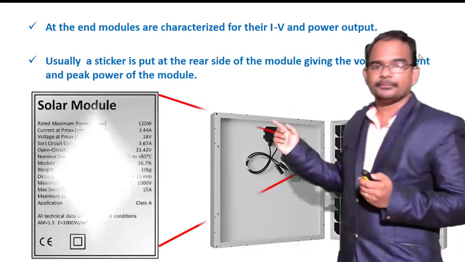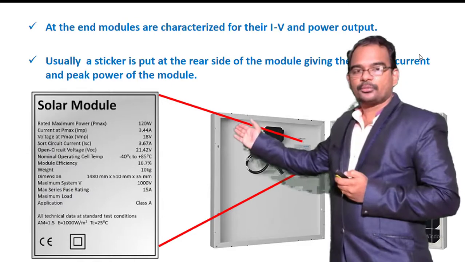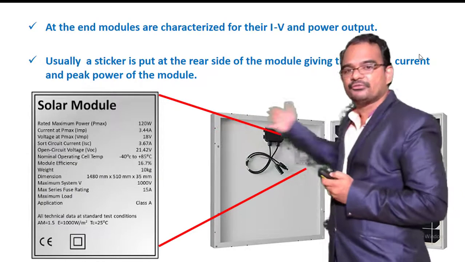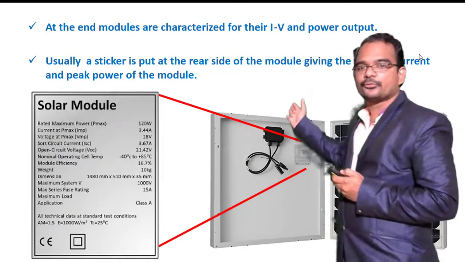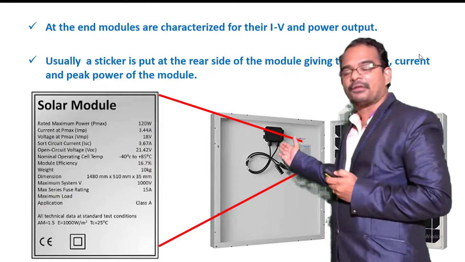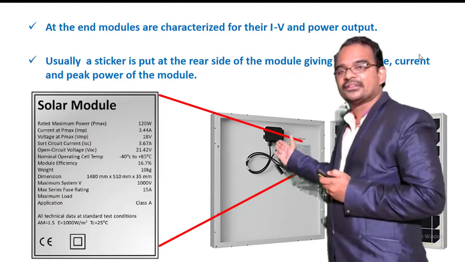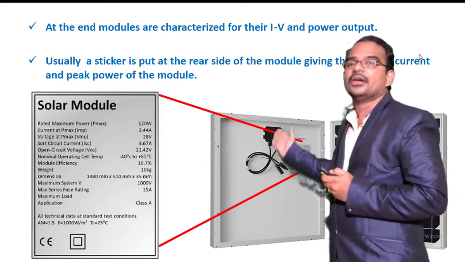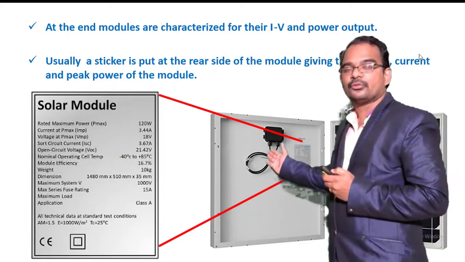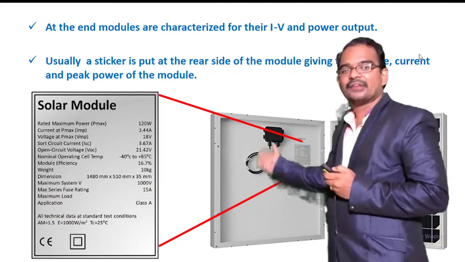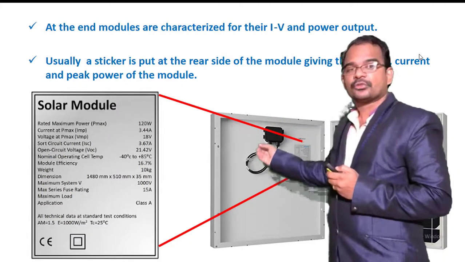As you can see here, on the rear end of a solar module you have an attachment, or a sticker, and the sticker will give information like what is the open circuit voltage of a solar module, what is the short circuit current, what is the peak power, what is the voltage at the peak power, what is the current at the peak power, what is the temperature coefficient of ISC, what is the temperature coefficient of VOC, what is the temperature coefficient of maximum power, how many cells are there, and what is the thickness of this solar panel.